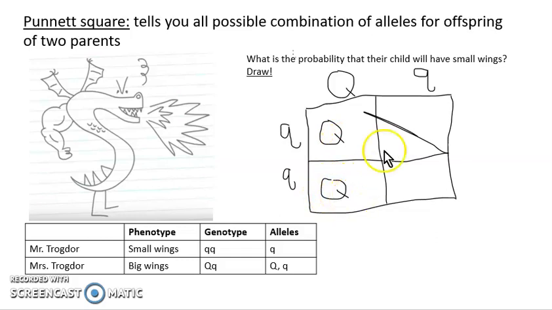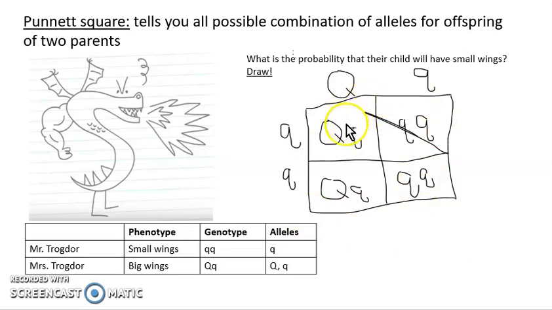Then we do the same with this allele. We take it and write it in every square in the column that it is on top of. With Mr. Trogdor's alleles, this one is next to this row, so we take this allele and write it in every square on this row. And the same with this allele: we take it all the way across and write it in every square on that row. So in the end, it's going to look like this.